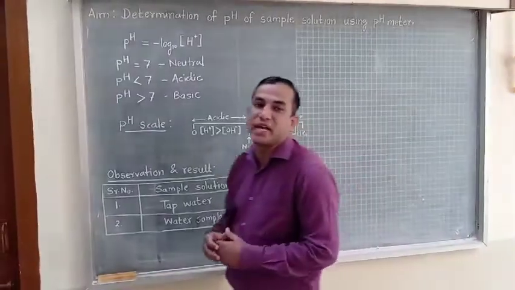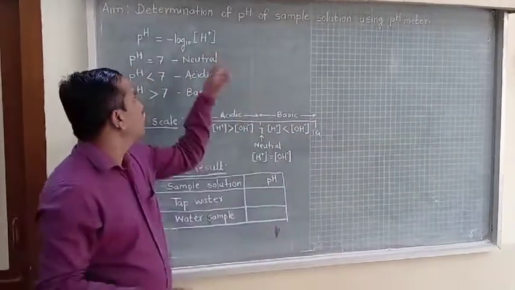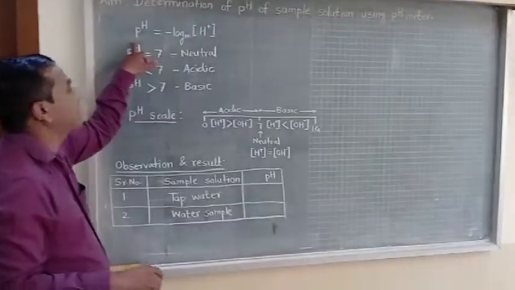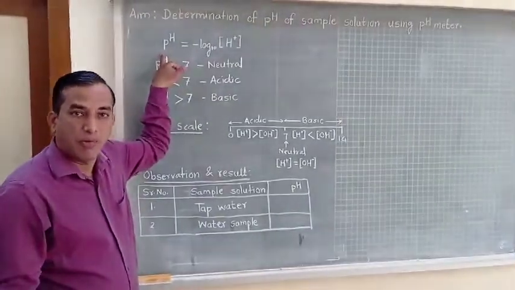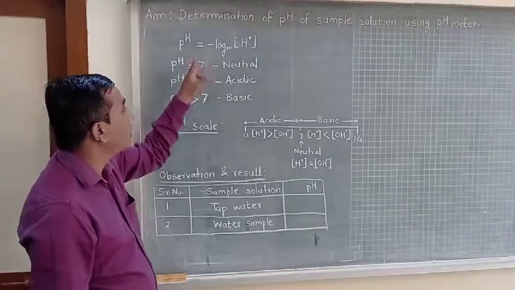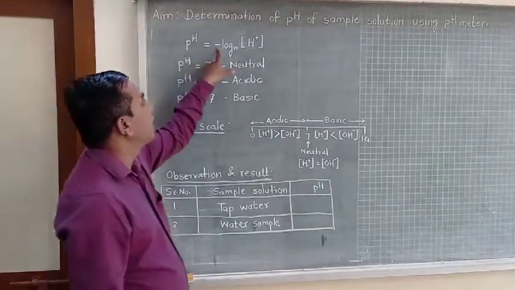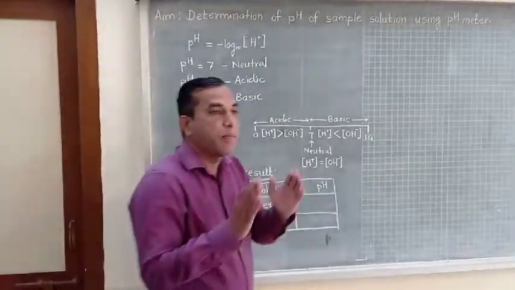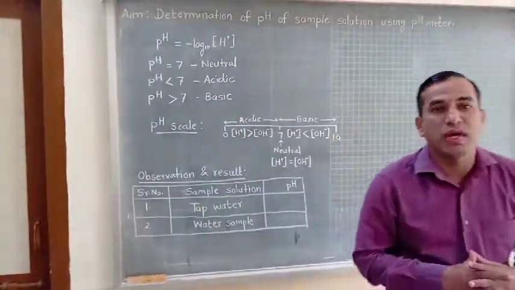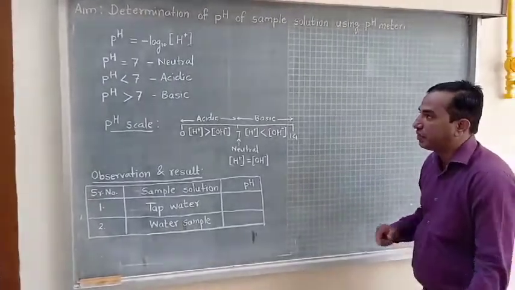So what is exactly pH of solution? pH of the solution means it is basically the power of hydrogen ion in solution, and it is defined as the negative logarithm to base 10 of hydrogen ion concentration. That means pH is inversely proportional to the hydrogen ion concentration.